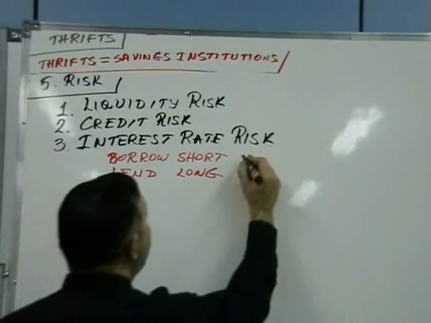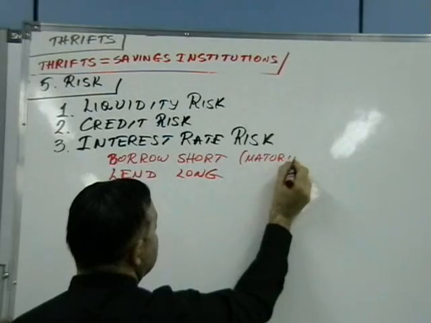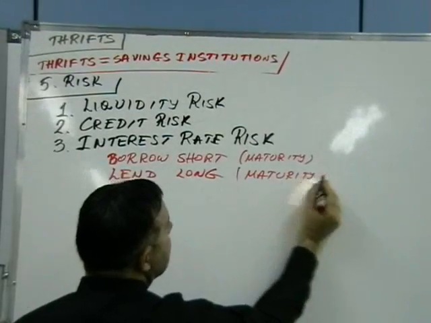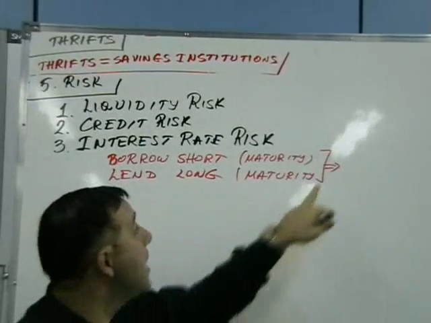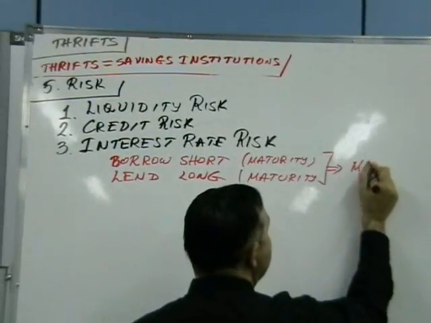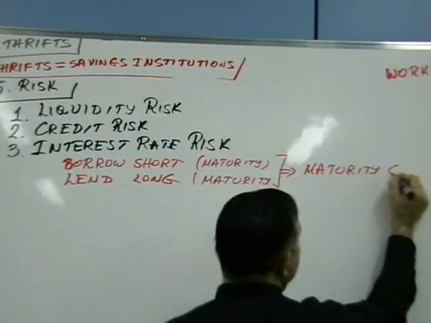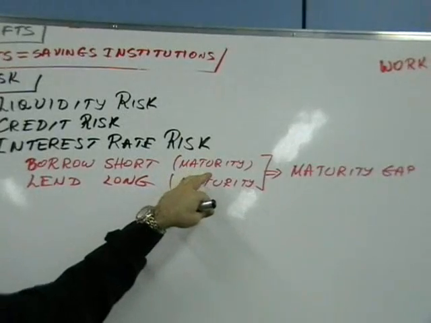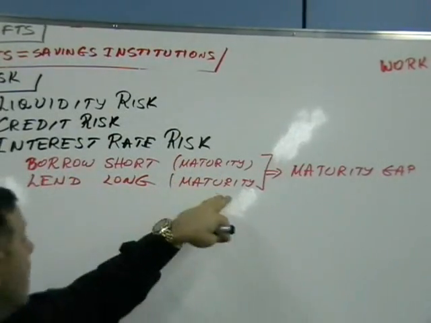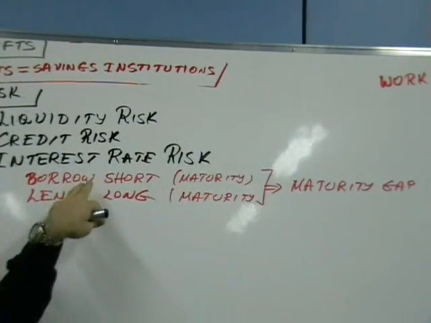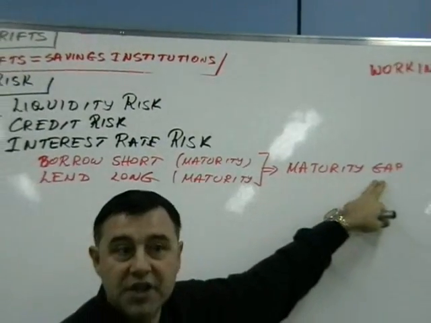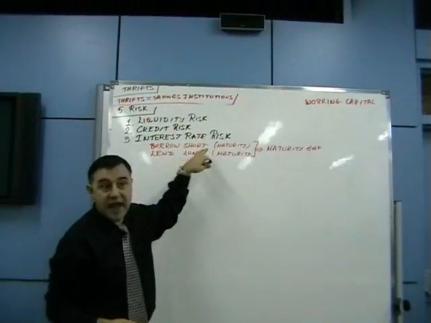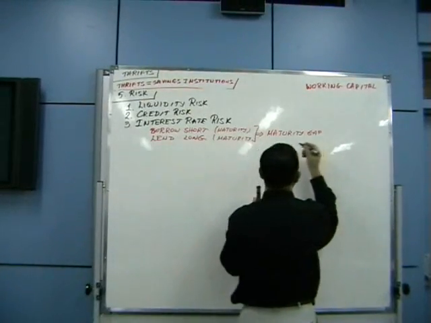Borrowing short means borrowing with short maturity and lending with long maturity, and the difference is that they open up a so-called maturity gap. Maturity gap is associated with the difference between the weighted average maturity on assets, which is lending long, and on liabilities. So this is the maturity gap. And usually the measure associated with the maturity of assets and liabilities is called duration.